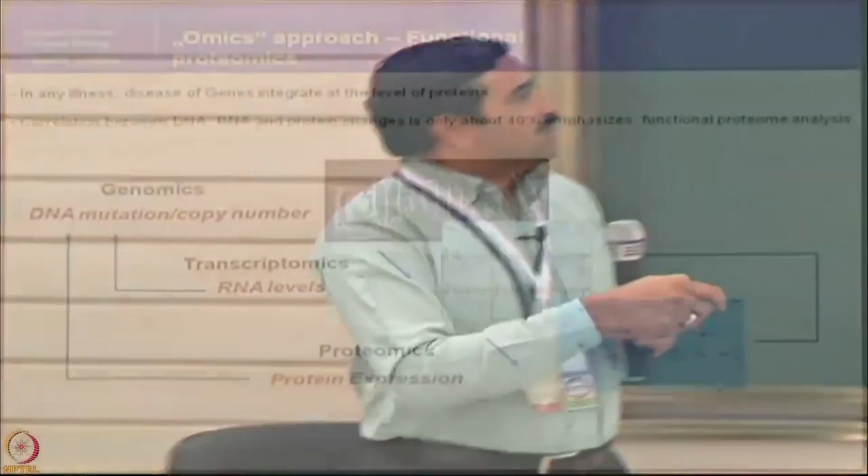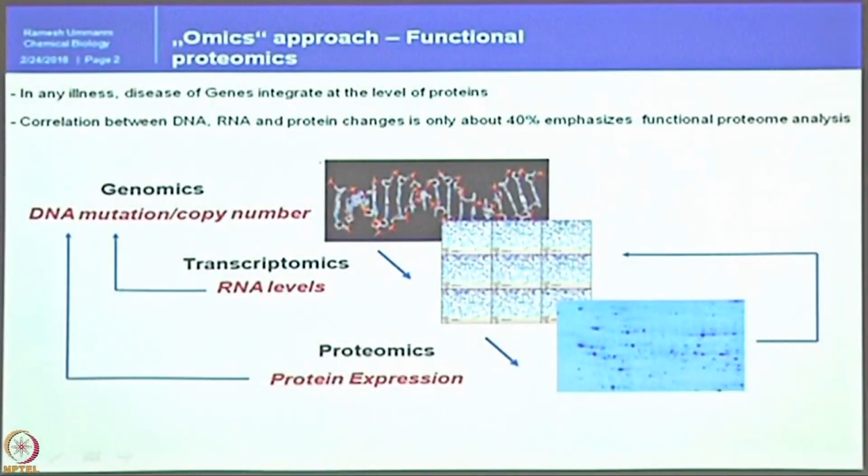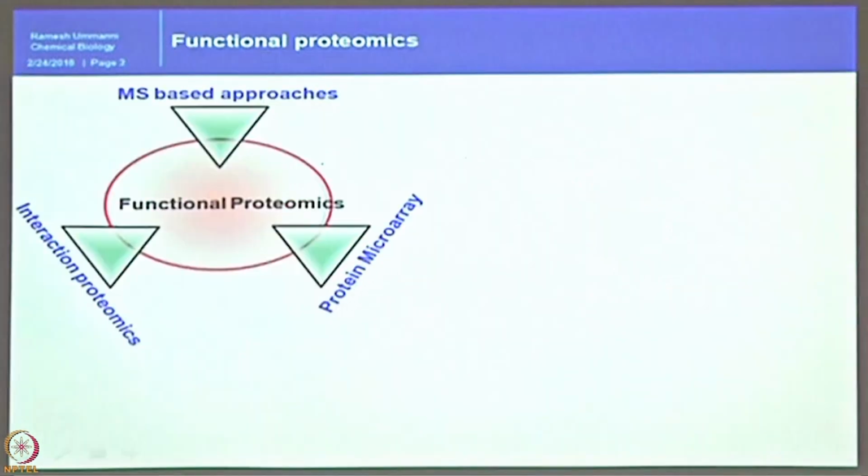Sometimes a protein may be expressed, but it may keep quiet, like a silent mutation in the gene; it may do nothing. Ultimately, only if it is a functional protein does it reflect in the disease state. Any illness or disease of genes is integrated at the protein functional level. That is one of the reasons you should perform functional proteomics rather than differential proteomics.